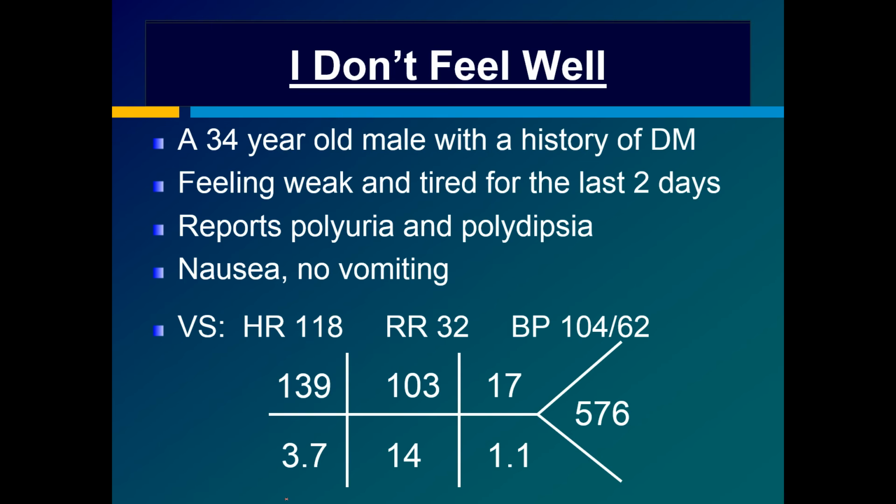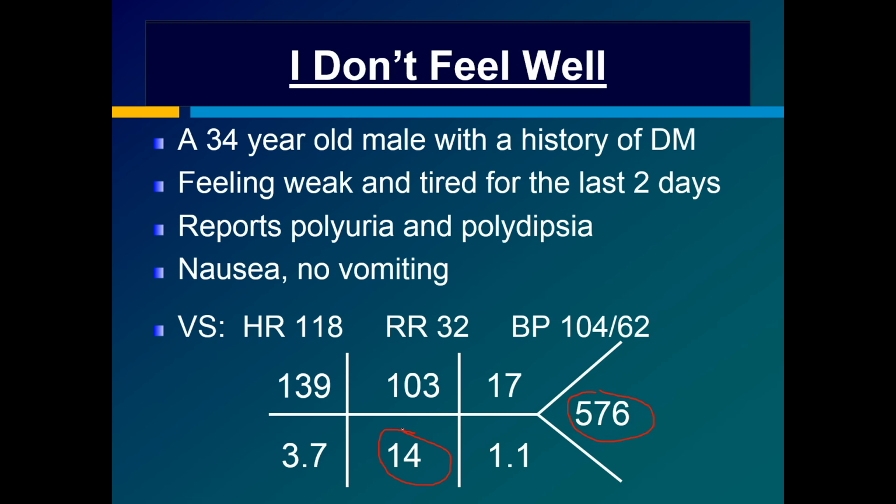You look at his vital signs. He's tachycardic at 118. He is tachypneic in the low 30s. Blood pressure is a little bit on the low side also. And what you see quickly looking at his basic metabolic profile is certainly that he's hyperglycemic. And you see that his serum bicarbonate is much less than normal. Normal would be 24, and here you see it is 14.